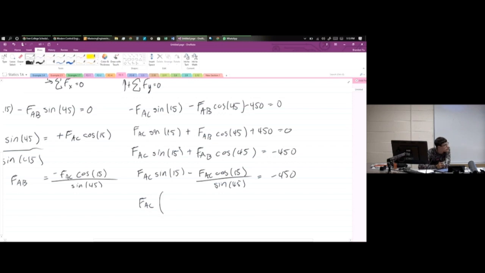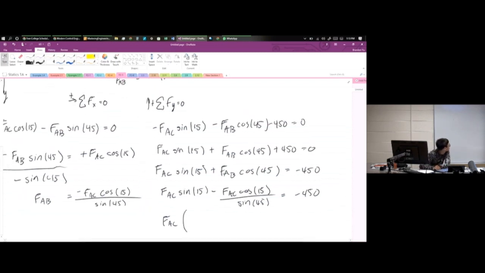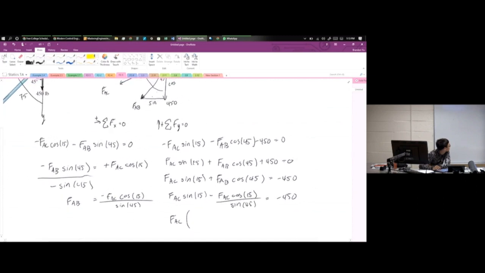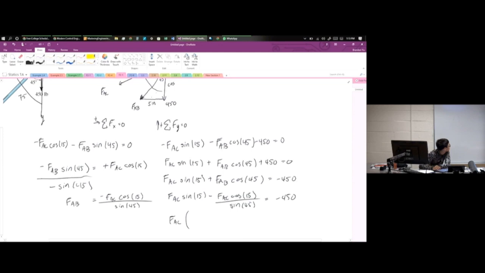Why did we assume they're equal? What do you mean? Before the FAB, negative FAB sine 45 equals FAC cosine 15? Why did we assume that those are equal to each other? Well, I have two equations. This one and this one down here, right? I can say that FAC is equal to FAC regardless of which equation you're in, right? It's the same member, so it has the same force.